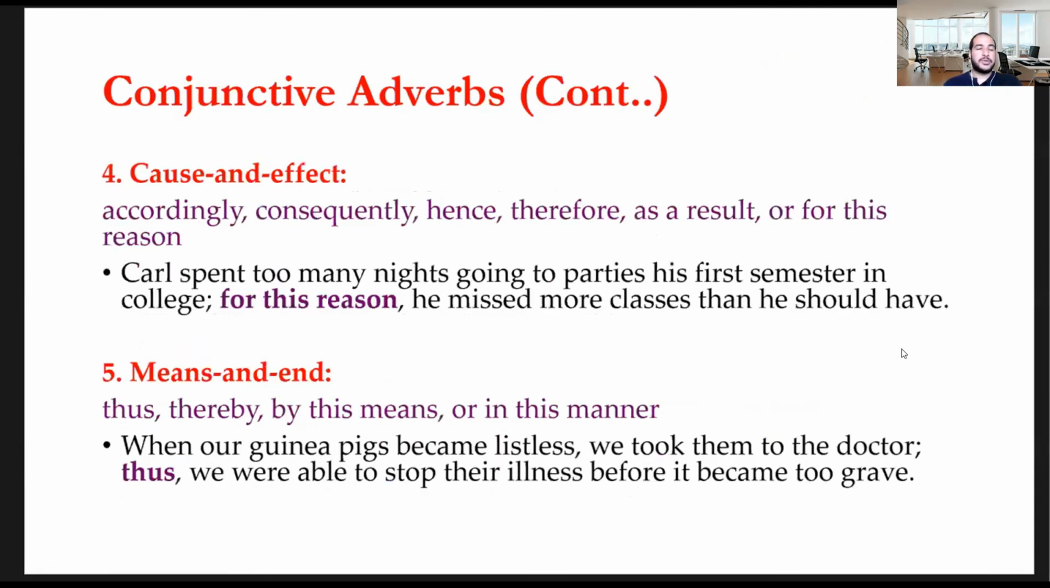Another type of conjunctive adverb is cause and effect, and they are accordingly, consequently, hence, therefore, as a result, or for this reason. Carl spent too many nights going to parties his first semester in college. For this reason, he missed more classes than he should have. Also, means and ends, which is very similar to result. So you could say thus, thereby, by this means, or in this manner. When our guinea pig became listless, which means tired and slow, we took them to the doctor. Thus, we were able to stop their illness before it became too grave.